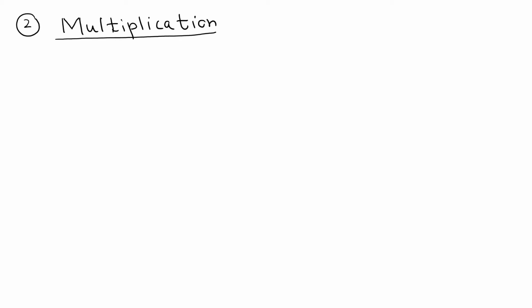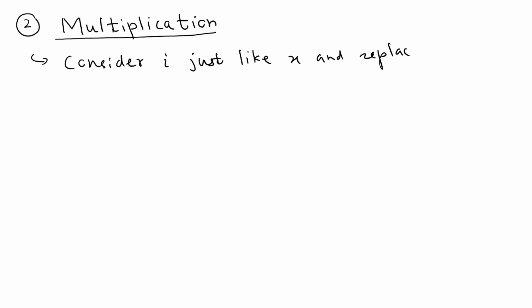Multiplication of complex numbers. So in this, consider i just like x, like a variable, and replace i squared with negative 1. So you can see we just consider i like x, and then whenever you see i squared, you can replace that by negative 1. That's the only difference.